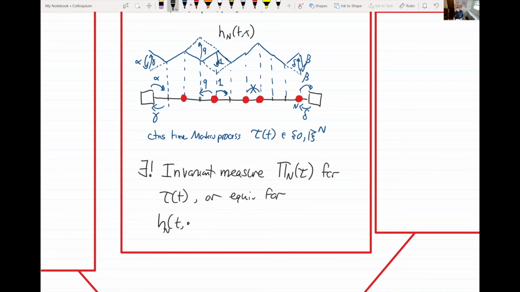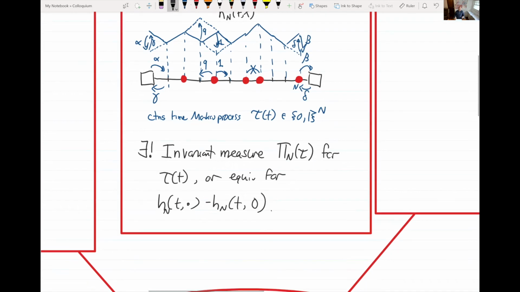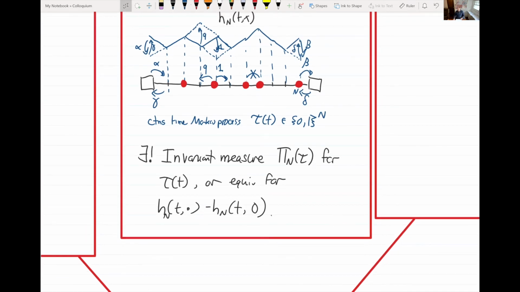So if I look at this increment process, you see that the increments of the height function are exactly in correspondence with the particle process, right? Because the particles are really derivatives of the height function. So already we're seeing why, for a height function, the stationary measure will be only for this increment process.